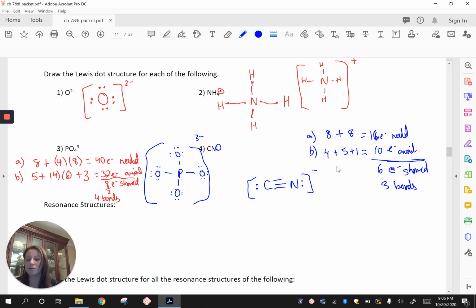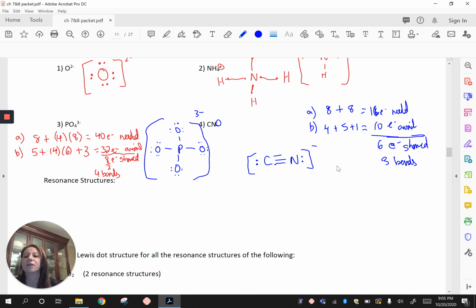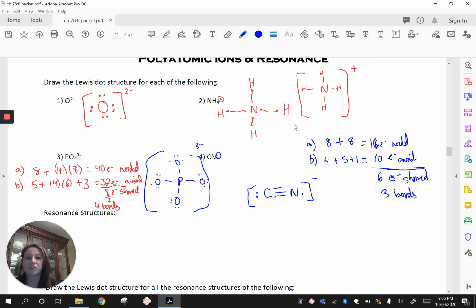So that's how you draw polyatomic ions. Either by just drawing it like we normally do or by doing the math. I recommend, if in doubt, when it's a polyatomic ion, use the math.